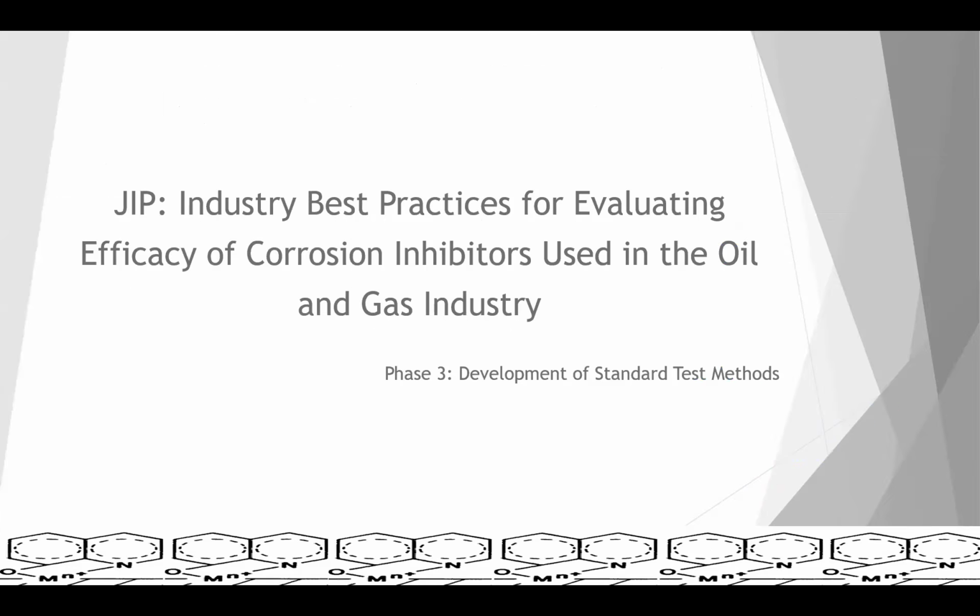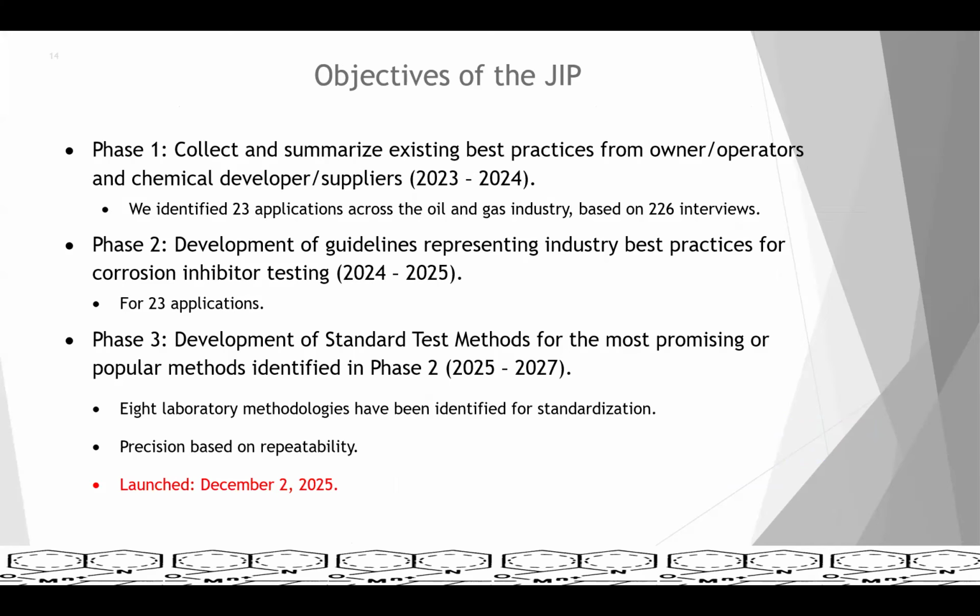With that, let me go through once again the focus of the joint industry project, especially phase 3. As explained earlier, the joint industry project has 3 objectives. We are in phase 3. In phase 1, we collected and summarized existing best practices from owner operators as well as chemical developers and suppliers. And we did 226 interviews. However, I just wanted to point out that the 5 case studies I discussed today were not part of these 226 interviews.